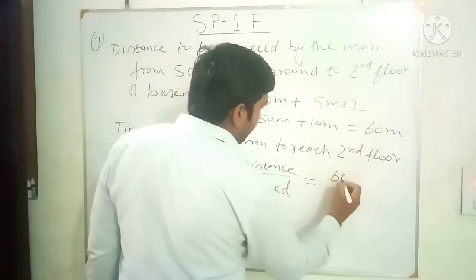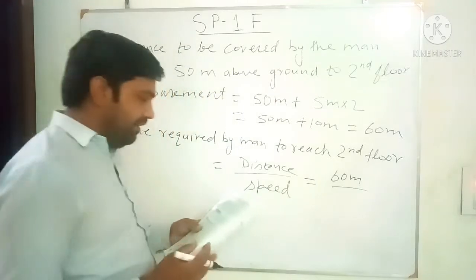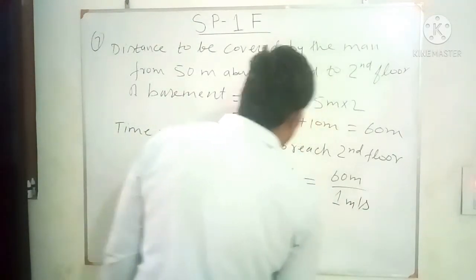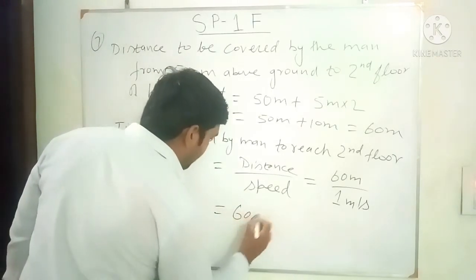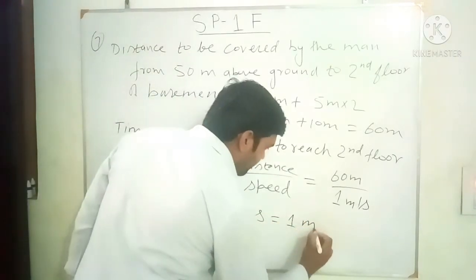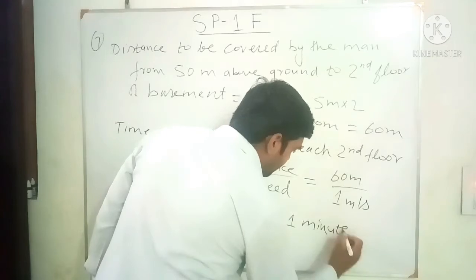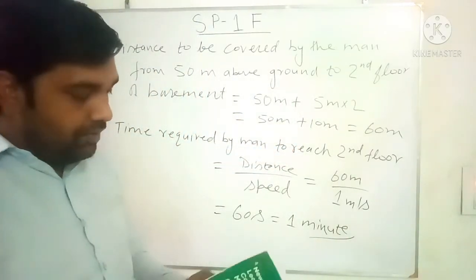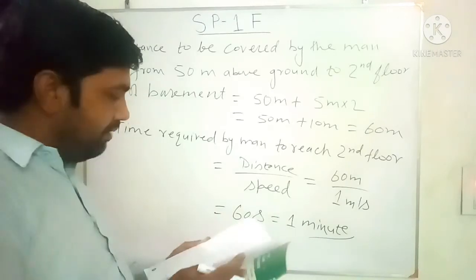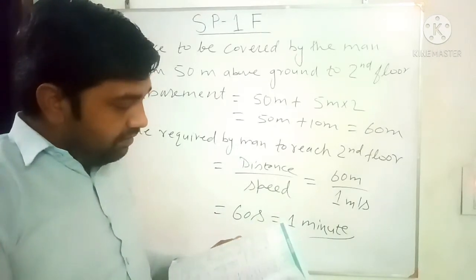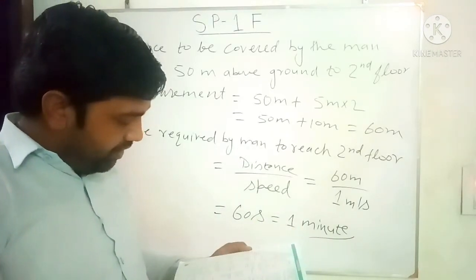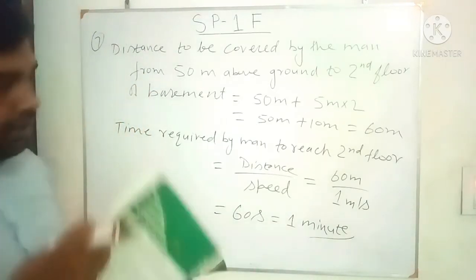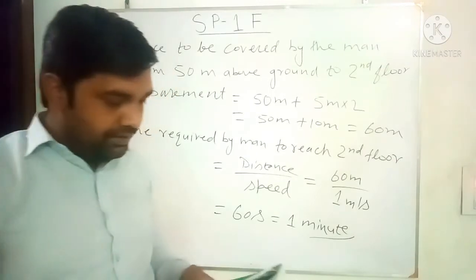So the distance he has to cover is 60 meters, and the speed of the man is given as 1 meter per second. So 60 seconds. How much time he will take? 60 seconds. And 60 seconds is equals to what? 1 minute. Like this we have completed this question number 7. Let me check the first answer. So 1F question number 7, 1 minute, correct. Now we'll discuss the last question number 8.